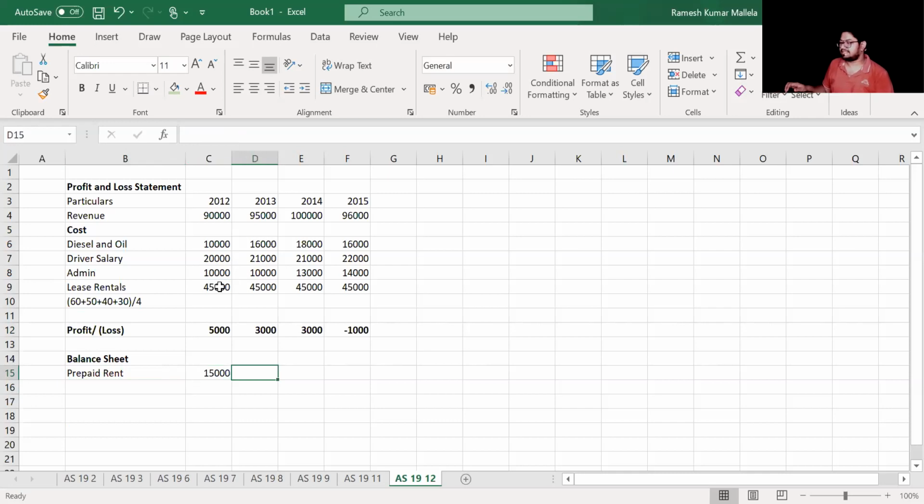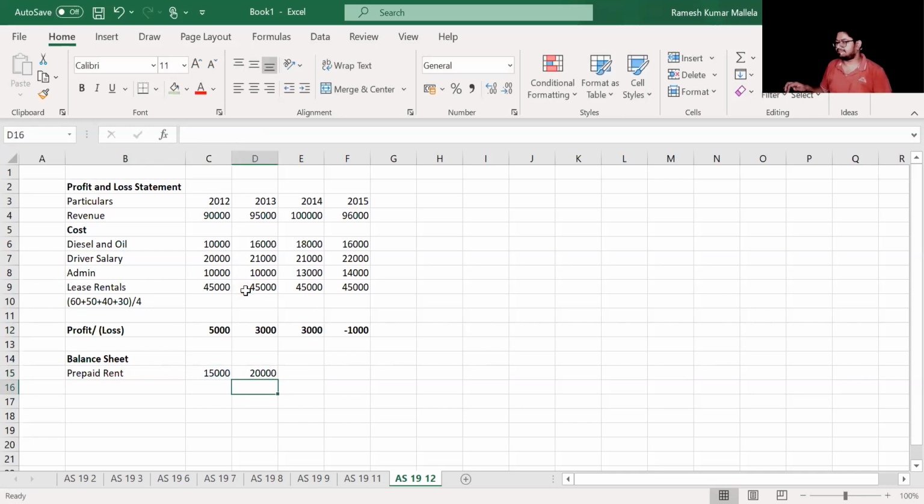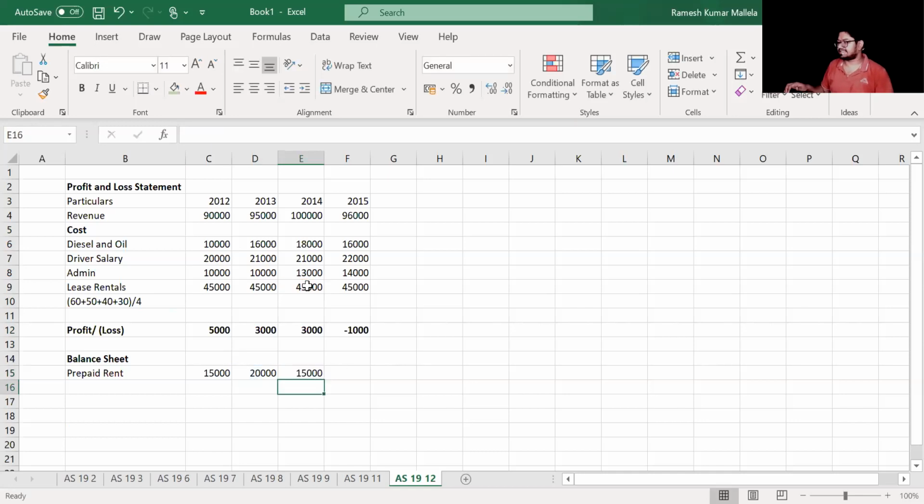Yes or no? Second year, what happens? You have an opening balance of 15,000 plus you paid 50,000. However, you are recognizing only 45,000 of rent. That means in second year, you will have a closing balance of prepaid rent of 20,000. Okay. In third year, you have 20,000 of opening balance plus you paid 40,000 of rent minus you have actually recognized only 45,000 of rent. In such case, you will have a closing balance of 15,000.